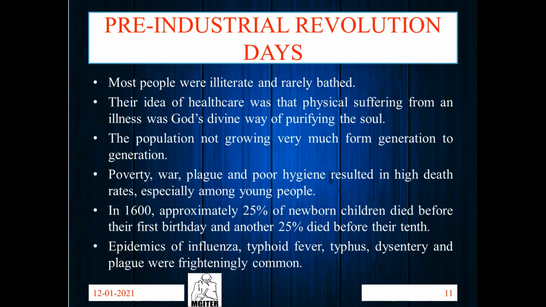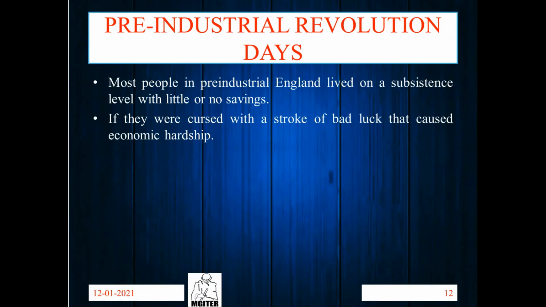Which types of disease did they have? Influenza, typhoid fever, then plague. Most people had little or no savings. They did not save anything for the future, because their economy was not very strong. They grew food only for their own consumption and depended on agriculture, as there was no industry. So how did the industrial revolution start?